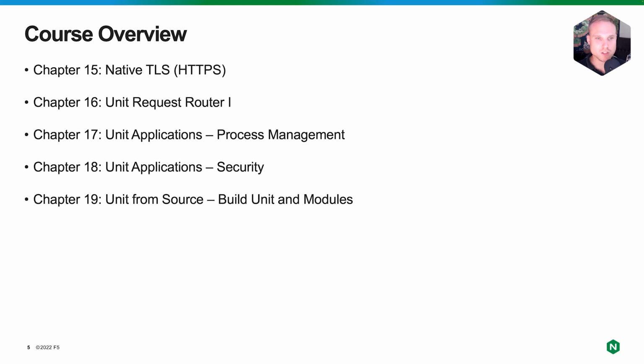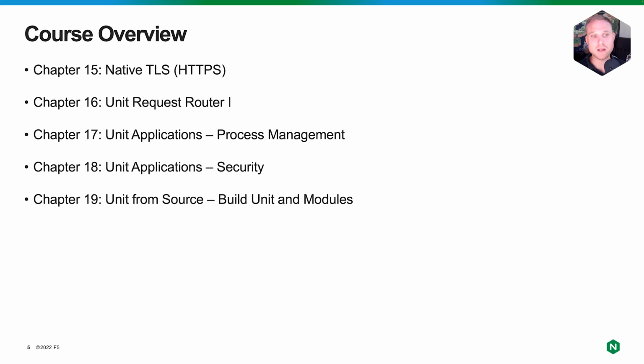Chapter 17 is Unit application process management. In this one, we will learn how to manage your application processes. And chapter 18 is a very important topic about security. Chapter 18 is all about isolation features, namespace isolation, PID isolation, chroot, all that isolation you probably already know from Docker is something we can definitely cover in chapter 18.